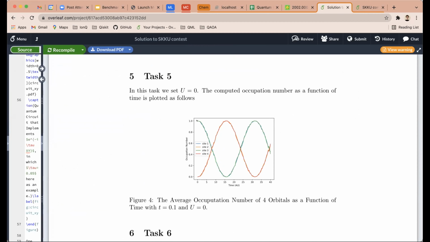you can see this oscillatory behavior in which 2 electrons just jump back and forth from site 1 to site 2. We see the oscillating behavior of these 2 electrons, moving back and forth between site 1 and site 2.